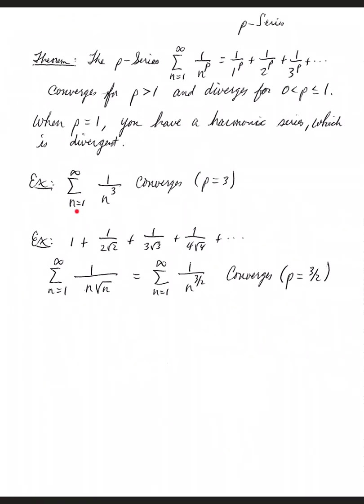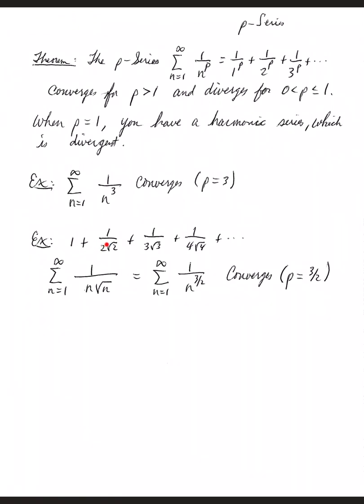Sometimes your infinite series is written plainly, like this one. We have the sum from 1 to infinity of 1 over n cubed. Our p-value is 3. That's larger than 1, so that's a convergent p-series.